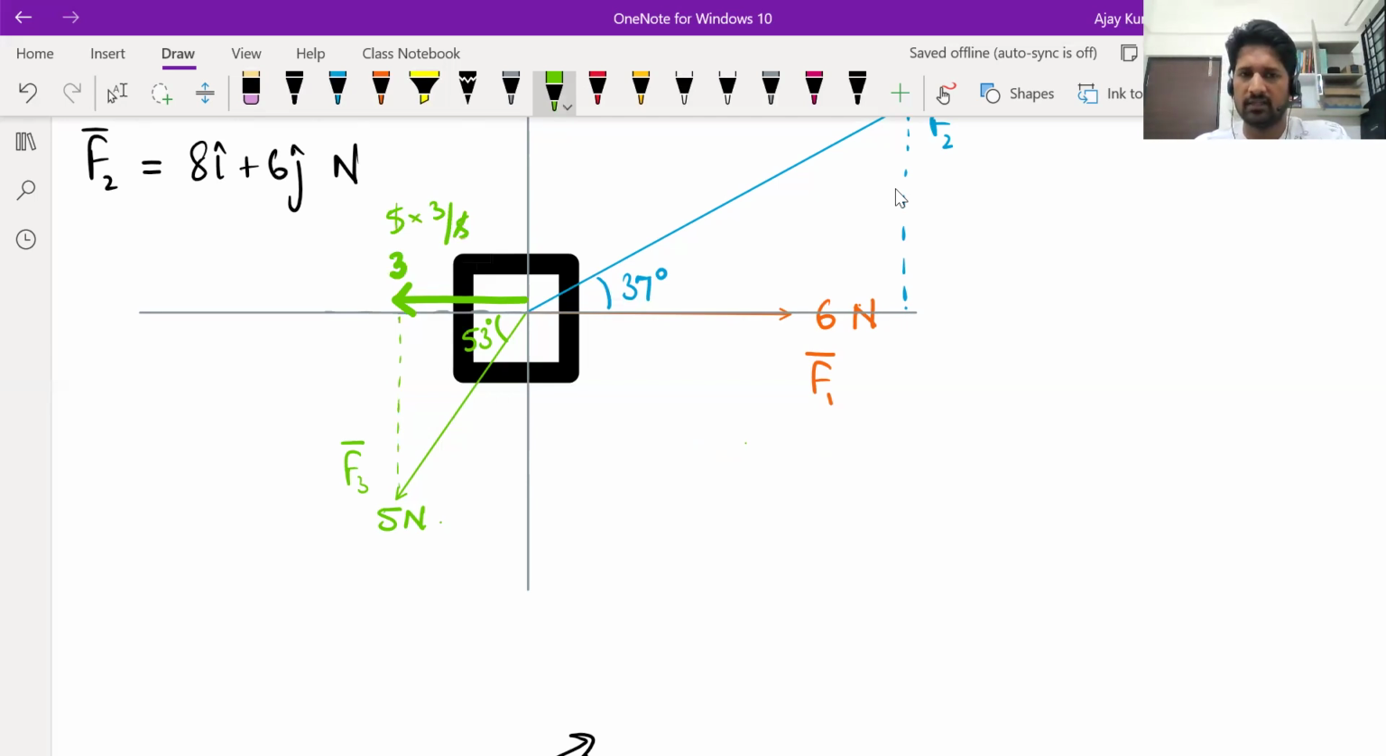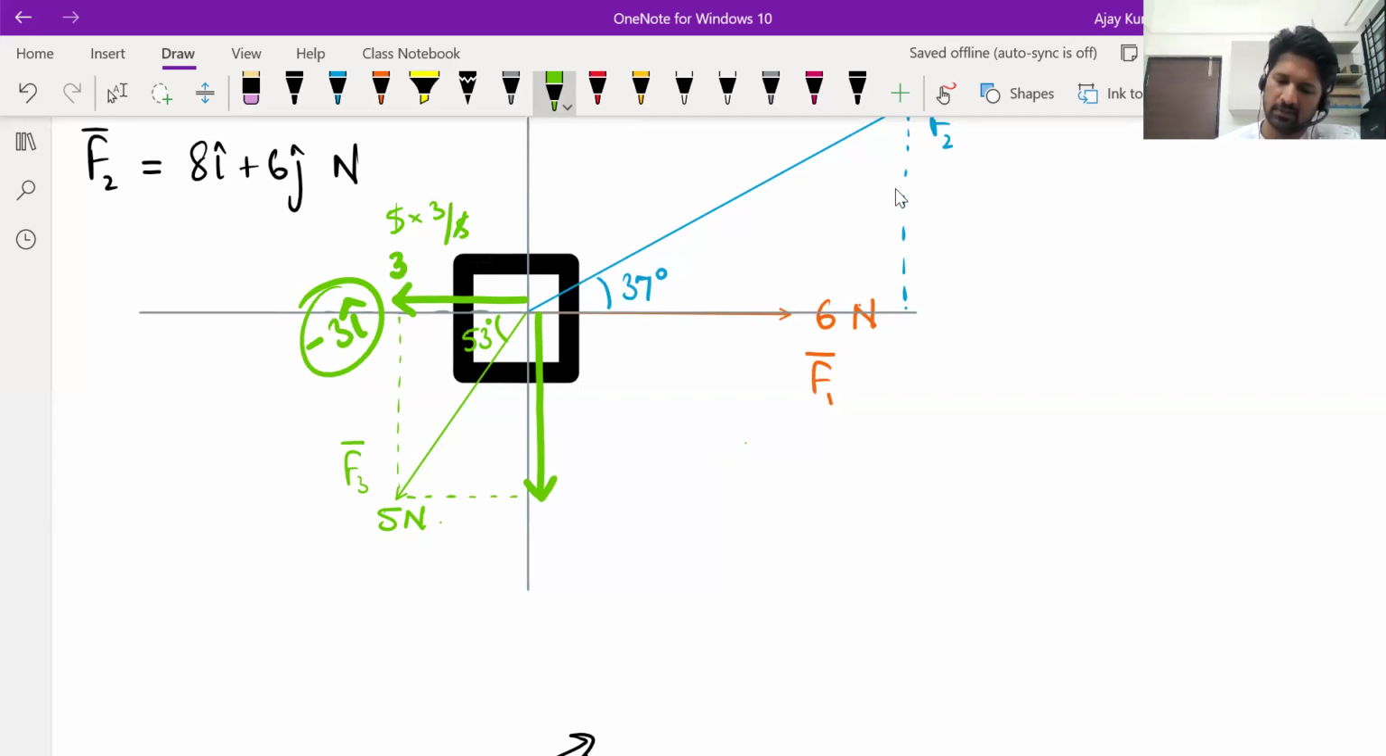So Vanilla, how do you write it as a vector? In mathematical form. Sir, minus 3 I cap. Correct. Minus 3 I cap. That is one of its components. Next, the y component. If you want, project the vector onto the y-axis. It's like this. Tail's projection to the head's projection.